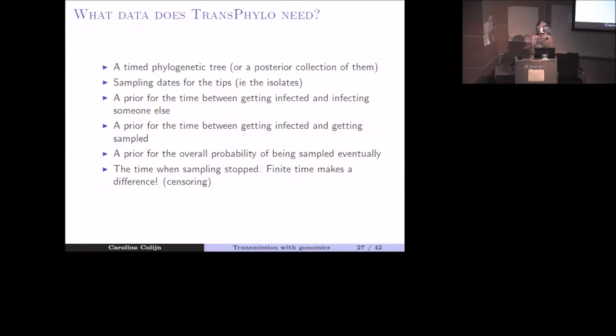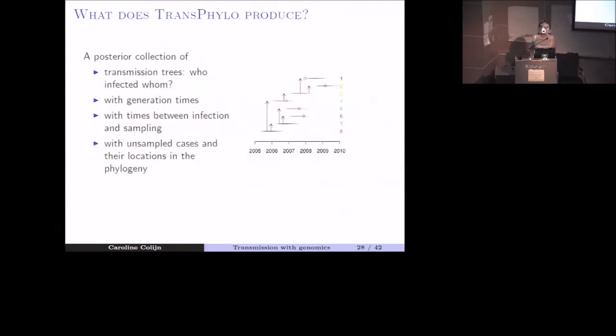OK, so to do this, you need your timed tree. You need sampling dates for your tips, which give you your timed tree. You need the priors for the time it takes between getting infected and infecting your friends, months, years, days, minutes, between getting infected and getting sick enough that you go to the doctor and get sampled, the time when sampling stopped, and some information about your sampling rate. And what you get out is this posterior collection of all this useful stuff.